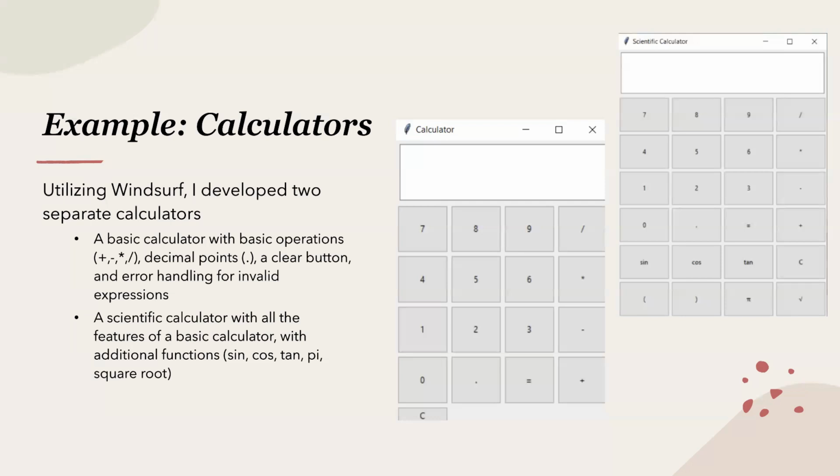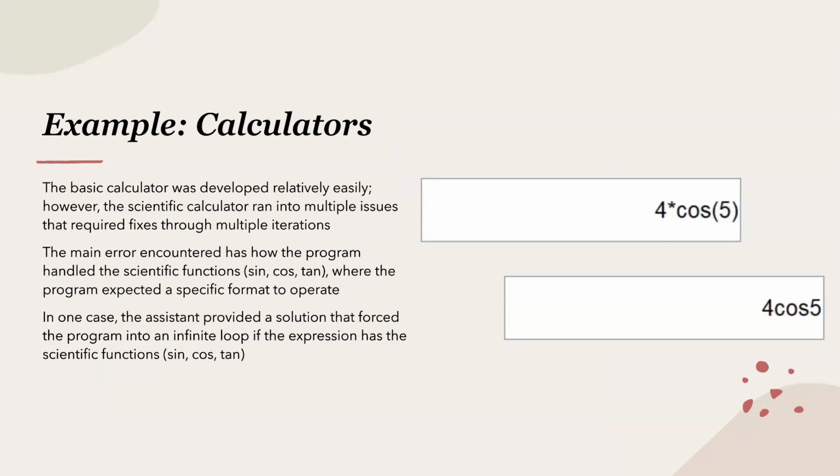As we can see here, this is the basic calculator with all the numbers plus the plus, minus, times, and divide, equal sign, and the decimal button. And then all those features are present in the scientific calculator, but it also includes sin, cos, tan, pi, square root, and parentheses. The basic calculator was developed relatively easily. However, the scientific calculator ran into multiple issues that required fixes through multiple iterations.